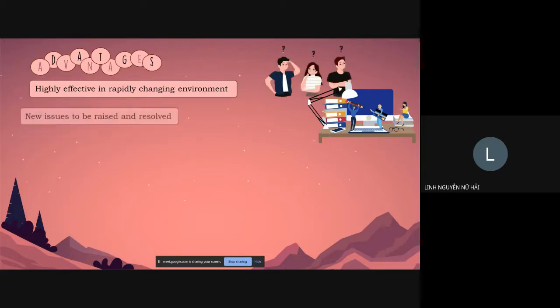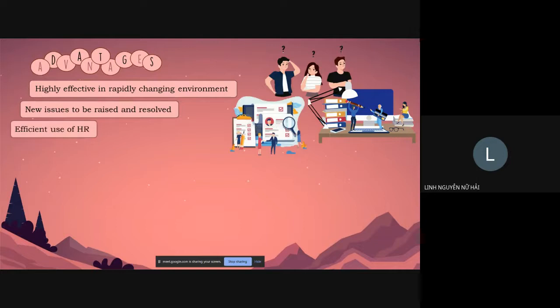Secondly, by allowing different departments to work together, the matrix structure fosters a more open work environment, ultimately making the organization more dynamic. As a result, the conflict and frequent meetings generated by the matrix allow new issues to be raised and resolved. The matrix structure makes efficient use of human resources because specialists can be transferred from one division to another. Conversely, nothing is perfect.